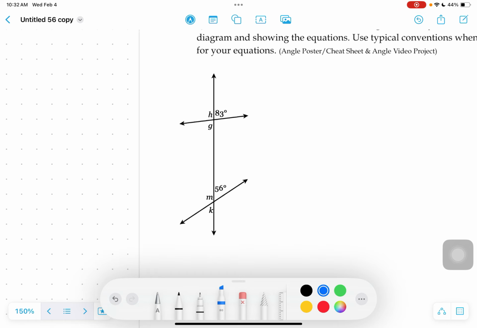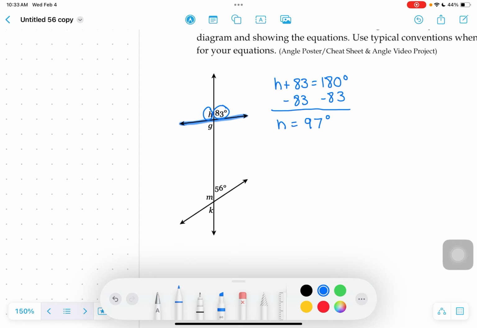So in this diagram, the first thing I notice is right here is a straight angle, or a straight line. So that means these two angles must combine together and be supplementary. So h plus 83 is 180 degrees because it's supplementary. Using typical conventions, minus 83 on both sides, and we get h equals 97 degrees.